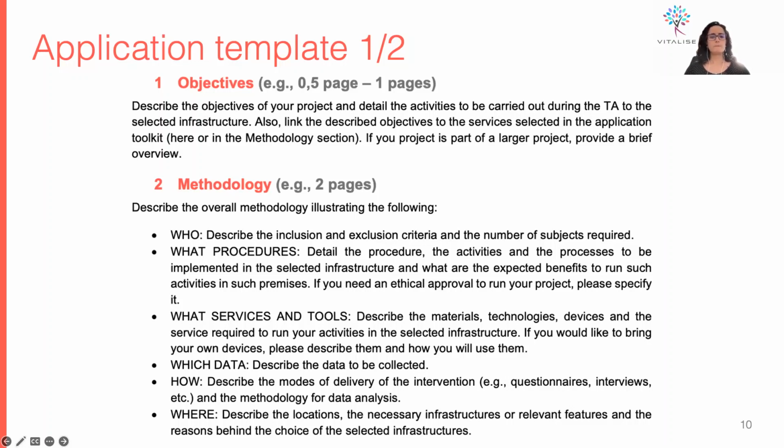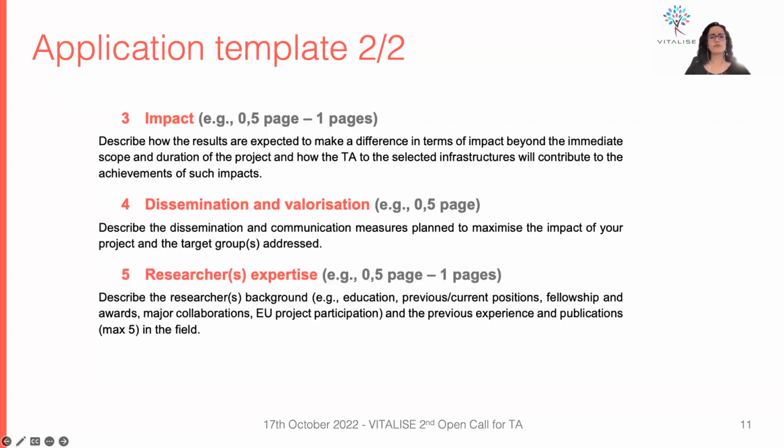And then, based on the methodology that you want to carry on, you can choose the living labs that provide the services and the tools that you need. So the third section is about the impact. So you will need to describe the expected impact of your project and the results that you expect to obtain. The fourth section is about the dissemination and the valorization of the results. So you will need to describe how you plan to disseminate and communicate the results you will obtain. And finally, it's requested to briefly describe the researcher background and the previous experiences of the team that is applying.